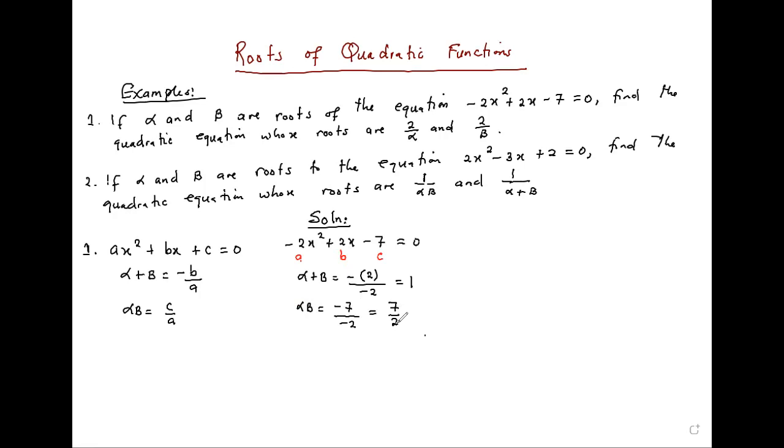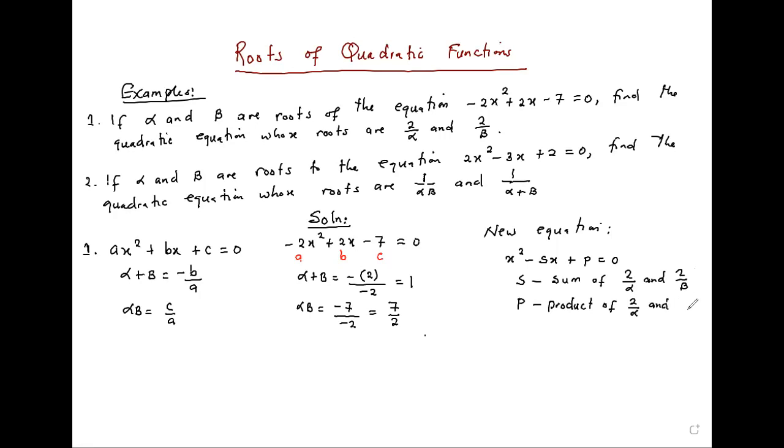They are very important in us obtaining the equation whose roots are 2 over alpha and 2 over beta, because the new equation is going to take the form x squared minus sx plus p is equal to 0, where s is the sum of 2 over alpha and 2 over beta, and p is the product of 2 over alpha and 2 over beta.